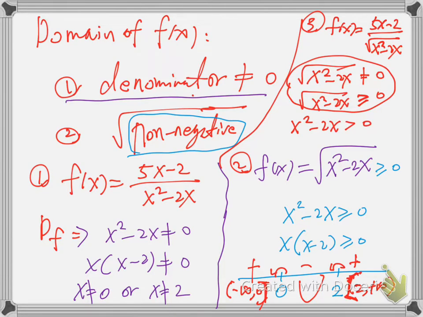Here is the radical sign in the denominator. You take the square root of a positive number, so positive numbers. Then we use the same number line. Now we get two open intervals: negative infinity to 0, open, union 0 to positive infinity. So check these two conditions for the domain of f.